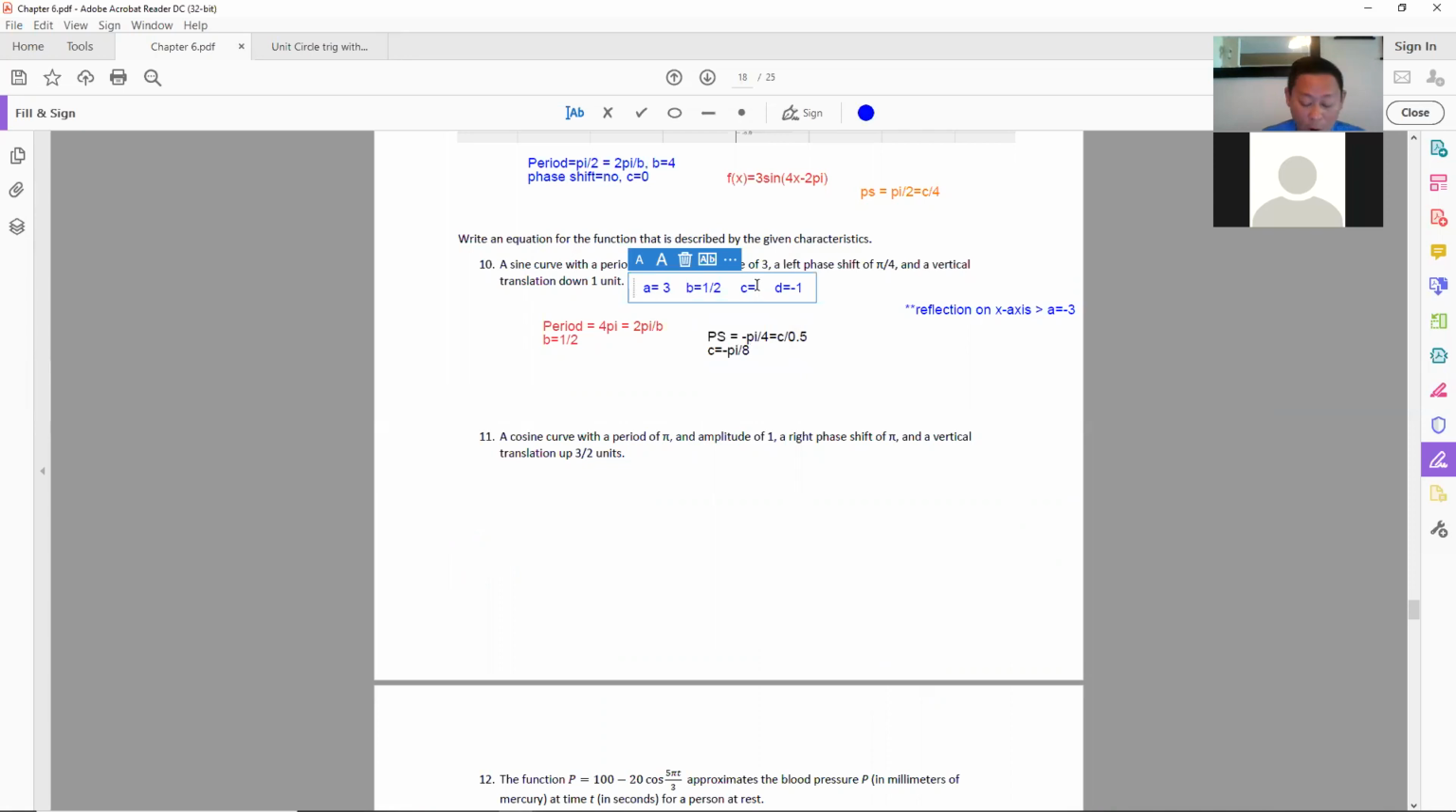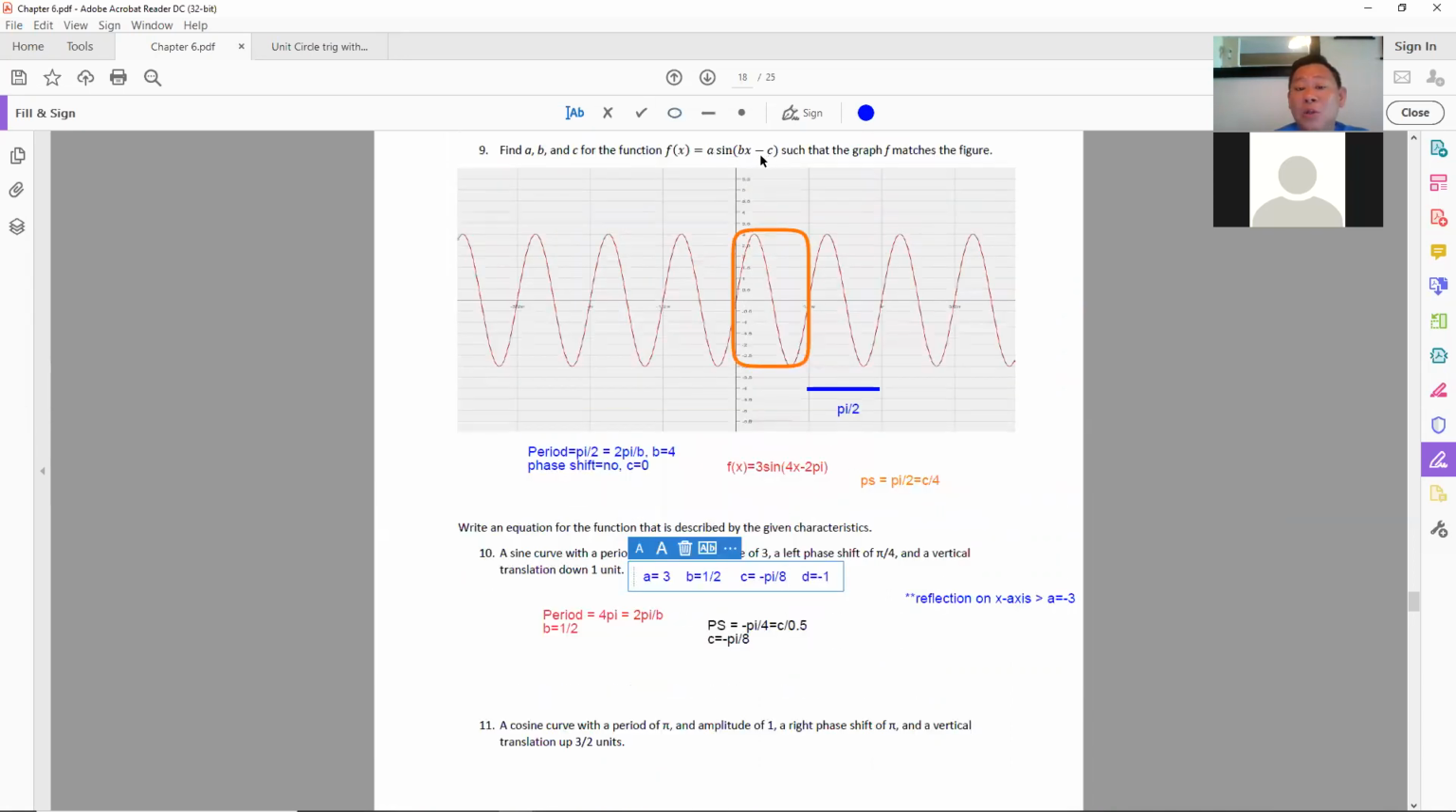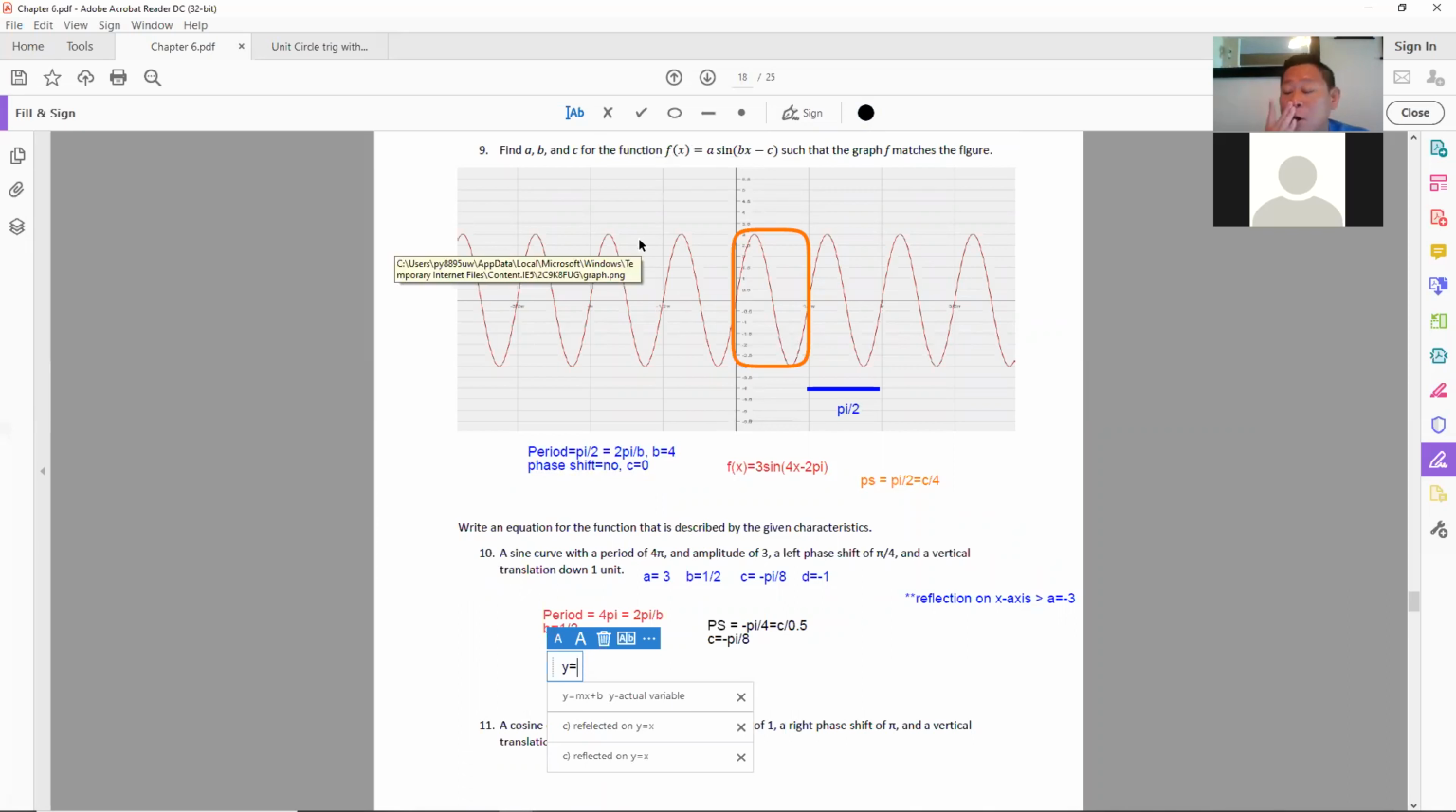Once you get all your A, B, C, D, what you need to do is replace them back into this function, A sine(Bx minus C) plus D. Don't forget it has plus D here. Since the question is asking for an equation, make sure that you use y equals. If a question is asking for a function, you use f of x. Some of you did your online homework and they marked you wrong because you forgot to put y equals or f of x equals. So make sure you read the question carefully. If a question is asking for an equation, y equals.